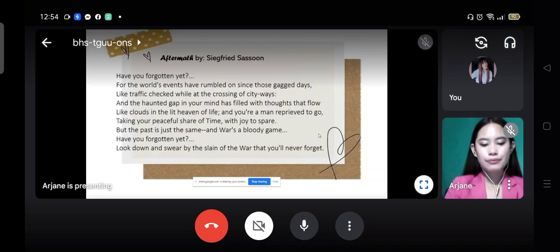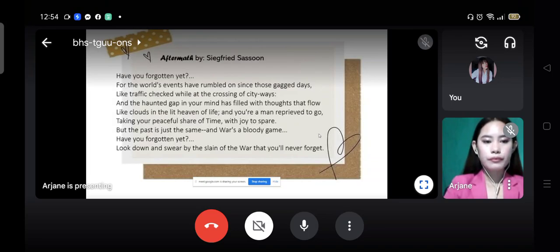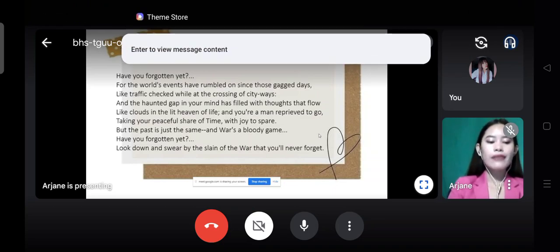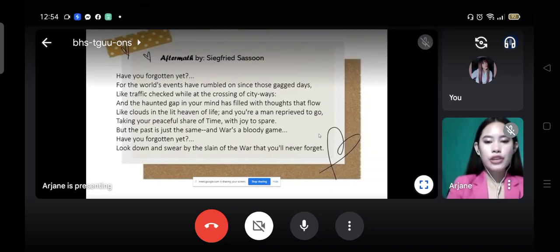Then again, have you forgotten yet? Look down and swear by the slain of the war you'll never forget. The speaker here said to look down and promise those who sacrificed their lives that you will never forget them. Of course, we should not. Imagine, they sacrificed themselves to save us, right?